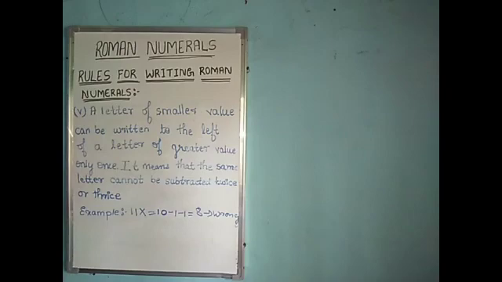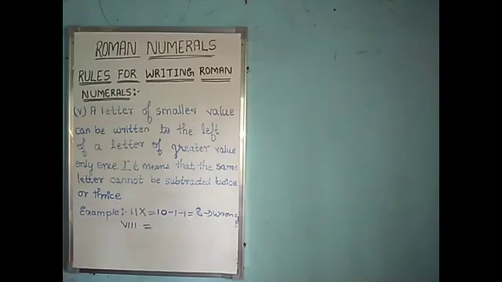So how we can write 8 in Roman numerals? Let's see. Here V is a letter of greater value and I is a letter of smaller value. Here letter of smaller value is written to the right side of a letter of greater value. So what we have to do? We have to add numeric values of both the letters.